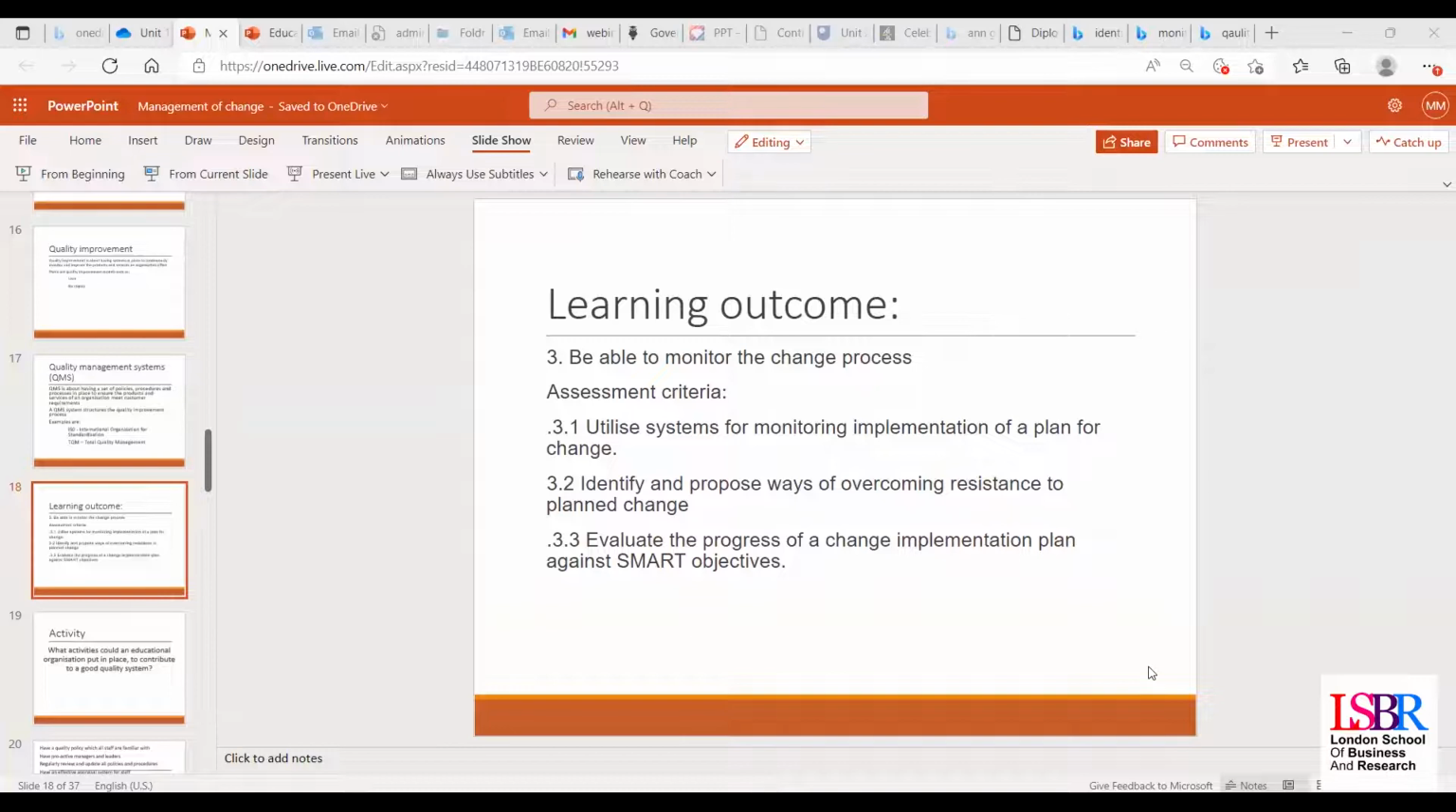And this is quite important because whenever there's a change implemented in a huge organization, there will always be resistance. So this is really important to consider how you're going to overcome the resistance, especially if you're the one implementing that change. And we've already talked about SMART objectives. So you also need to be able to evaluate the progress of a change implementation plan against the SMART objectives that we've already talked about.